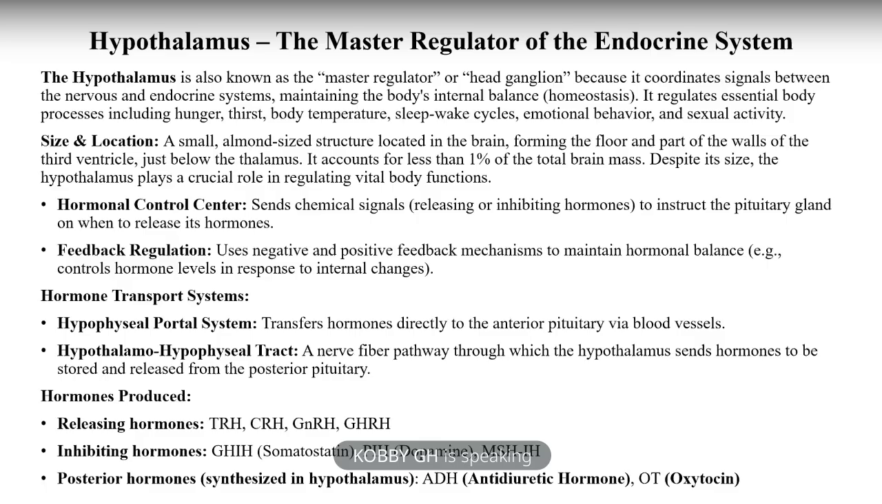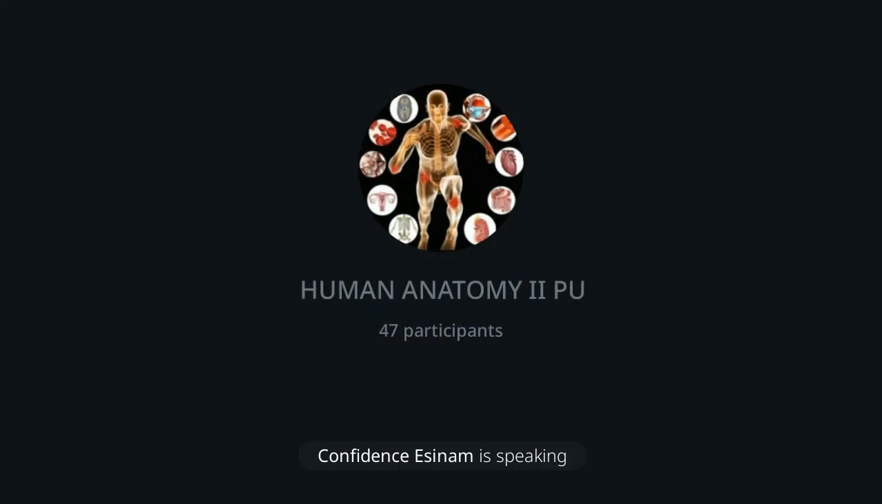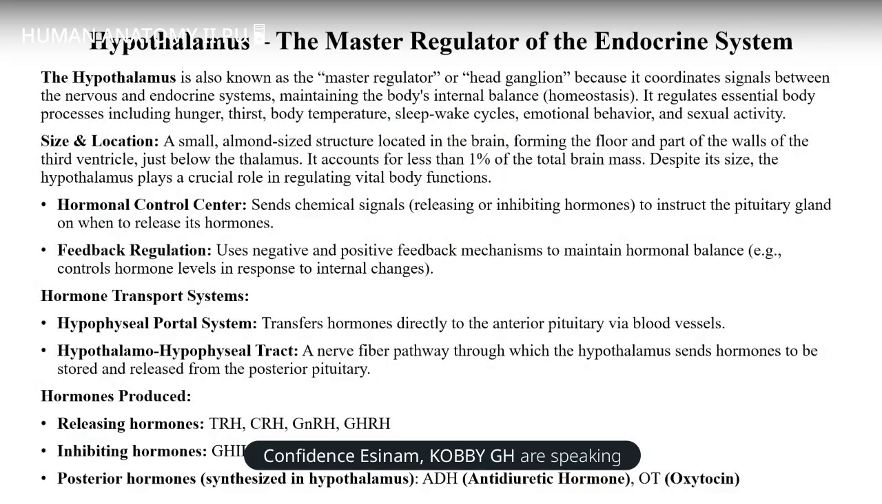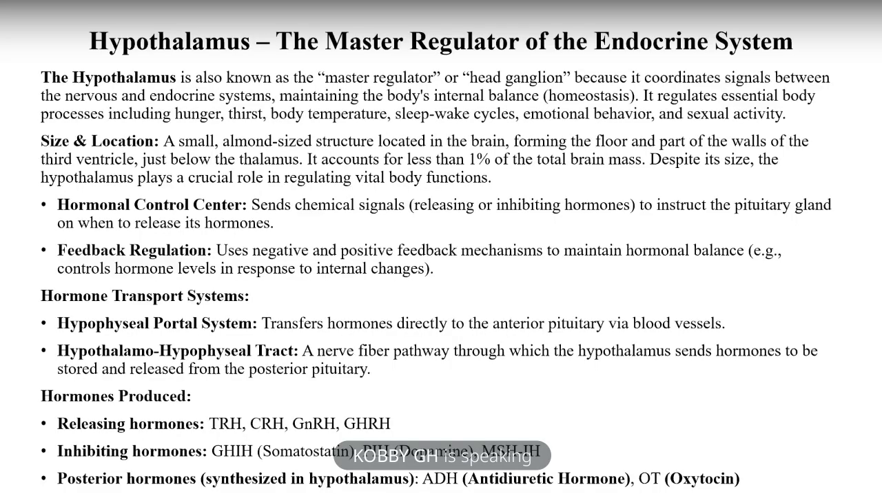We can also ask you, in our exams, to mention two hormones that are produced by the hypothalamus, but not released from the hypothalamus. What will be your answer? Antidiuretic hormone and oxytocin. Excellent.